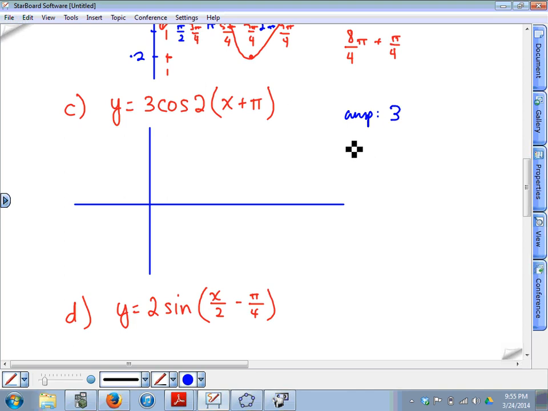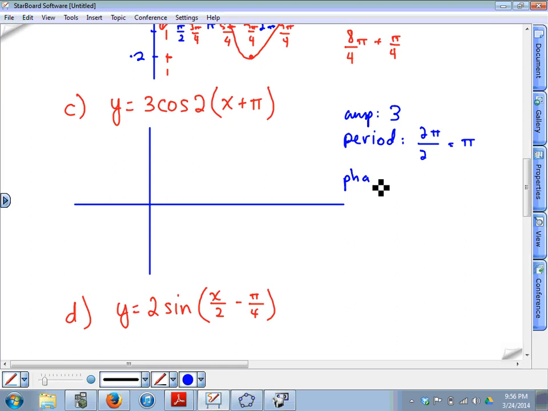Amplitude is 3. Now we have to be careful about the period. The period is 2 pi divided by b. In this case, b is 2. The period is pi. So now the horizontal length needed to complete one cycle has decreased. So it's a horizontal compression.